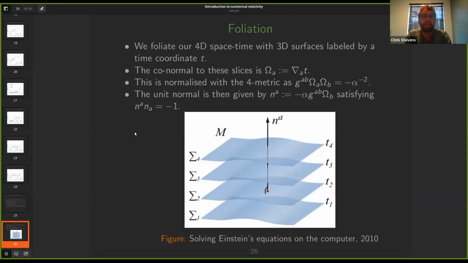So in particular, I should mention as well that I'm using the normal conventions where minus 1 will point in the time-like direction and positive numbers point in the spatial directions. And this derivation is largely following this book called Solving Einstein's Equations on the Computer by Baumgarte and Shapiro, I think, if I pronounce that correctly.